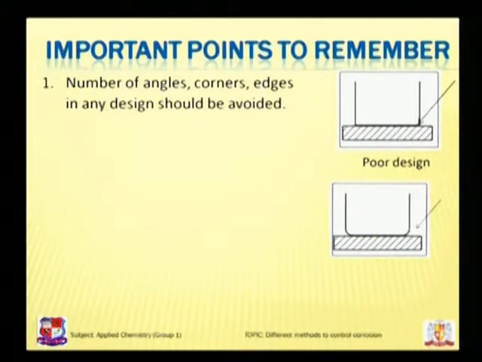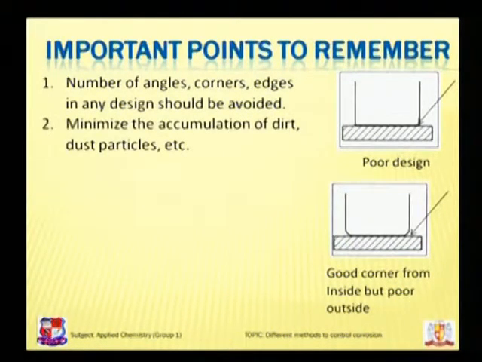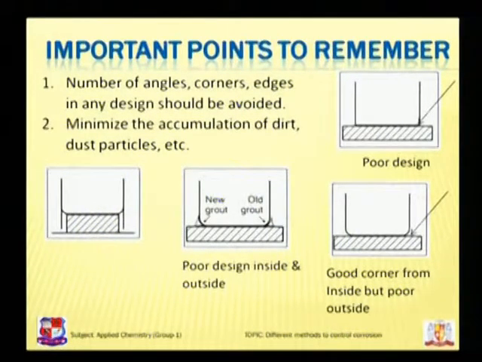In the second case, it is curved, so inside there is no accumulation of dirt. So this is a good corner from inside but poor from outside, because from outside below the tank there is a place where the dirt or impurities can accumulate. So to minimize the accumulation of these dirt particles, we have to reduce this shape from inside and outside both.